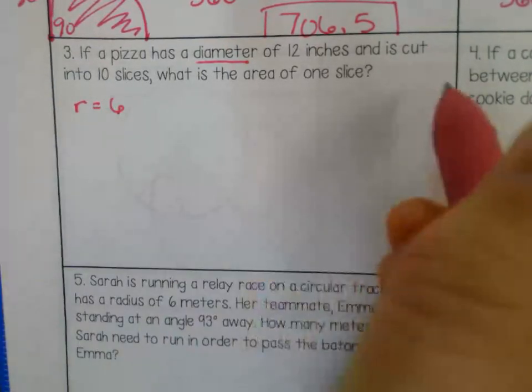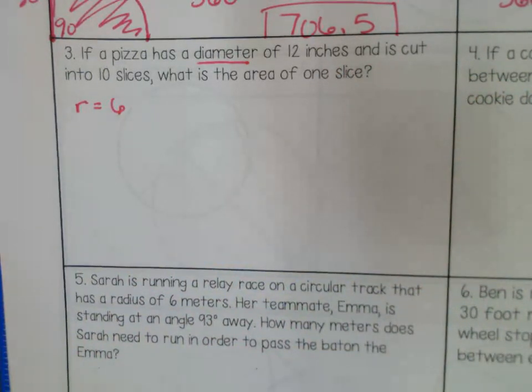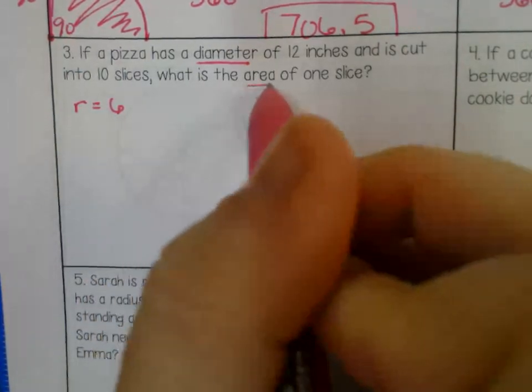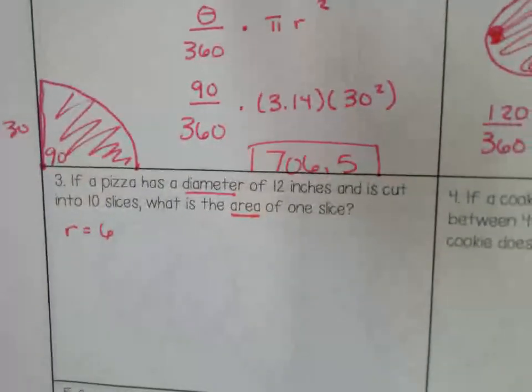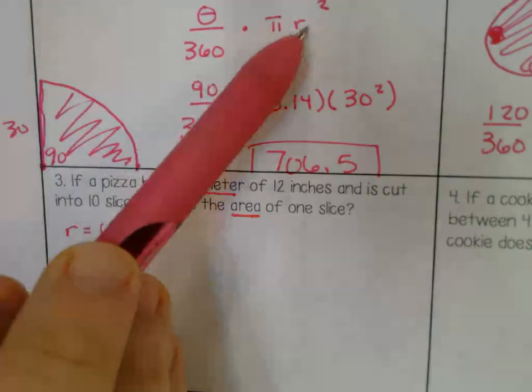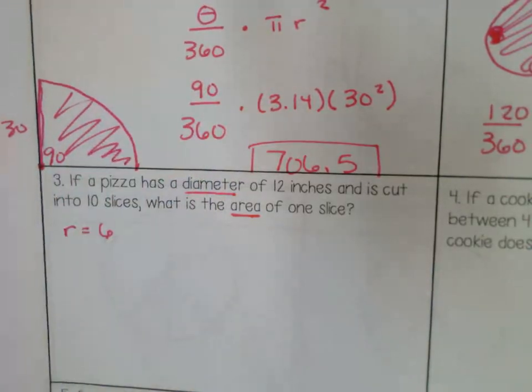Okay, so this time they say that the pizza is cut into 10 slices. What is the area of one slice? So I'm looking for area. So I'm going to be using that formula that I just used up here. Pi times my radius squared times my angle over 360.